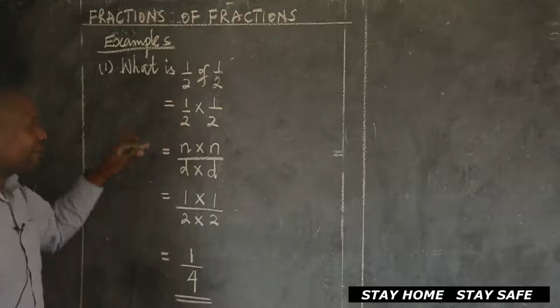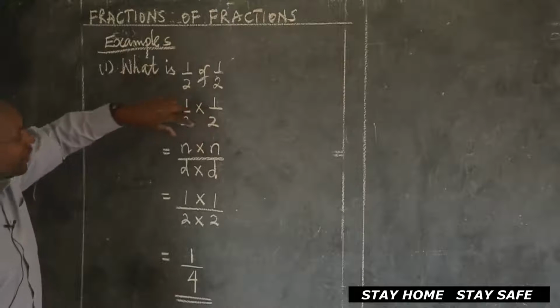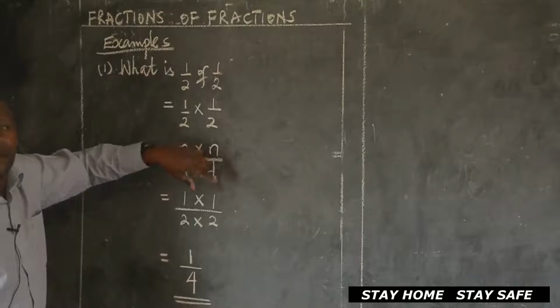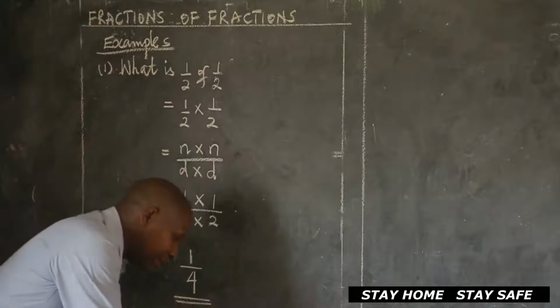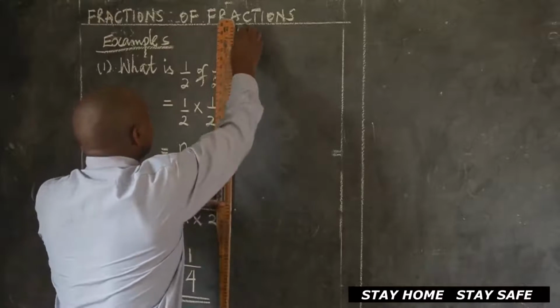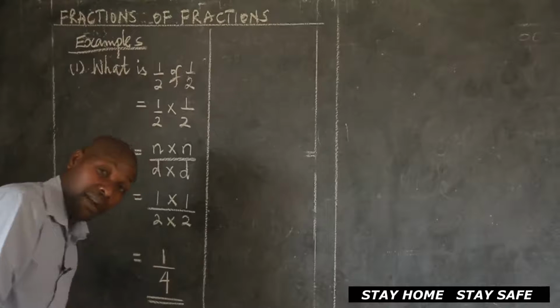How do you get a quarter? Make sure you get a numerator times a numerator, out of a denominator times a denominator. Hope it is very simple. Let me give you the second one and see how simple really things can be, as long as you are practicing tables at your home.